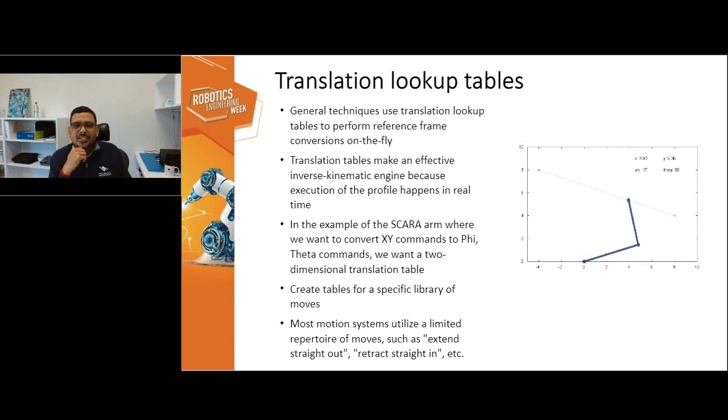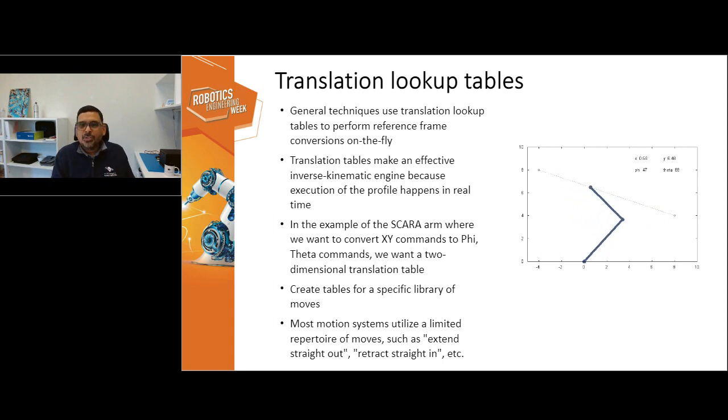As the animation shows on the right, you could create a table for every XY, so that it basically works as a lookup table that acts as an inverse kinematics engine. For a SCARA arm, you could convert XY commands to phi and theta commands for your elbow and shoulder. You can make a two-dimensional translation table. The table can have a specific number of points, and then you do the lookup to do this inverse kinematics. So this is one approach that we've seen.